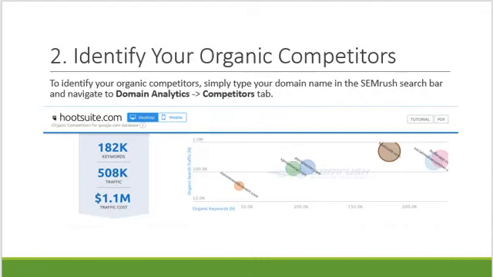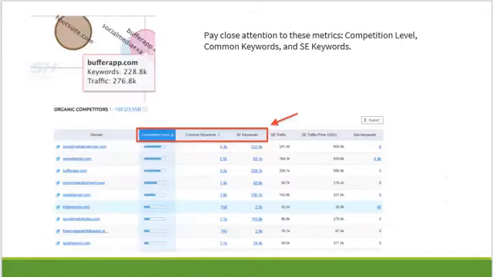After that, you want to hover over these bubbles. I'm going to give you a better view of that. You're going to hover over each bubble, and that's going to give you even more detailed information of your competitors. As you can see, you have keywords, their traffic, everything related to your competitor. And when you scroll down, you'll find the organic competitors table, so you'll even get more detailed information. And you want to pay close attention to the competition level, common keywords, and search engine keywords. These are all the things that are going to help you beat your competitors.